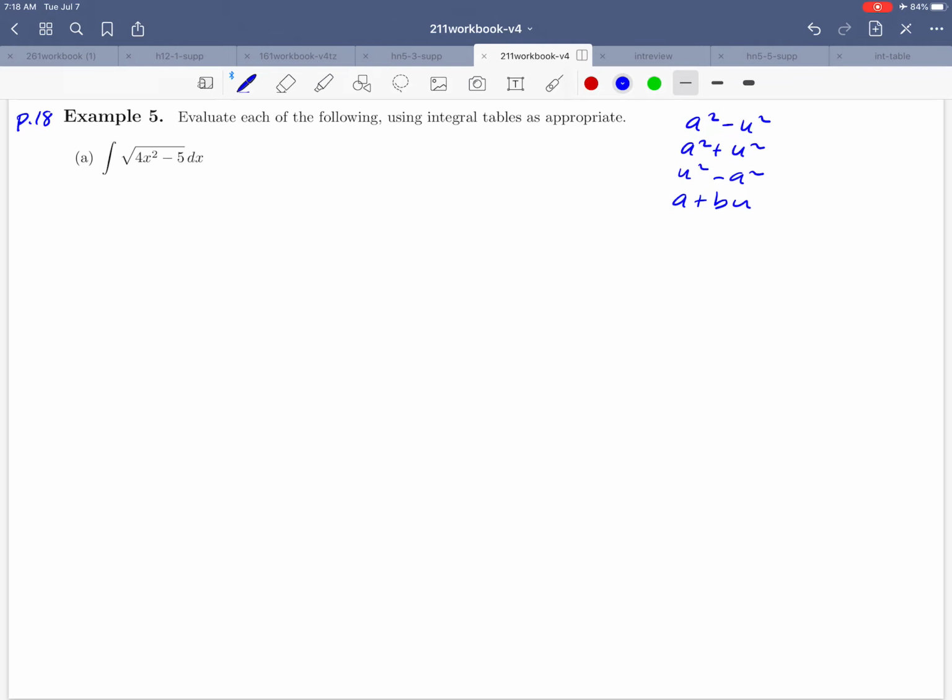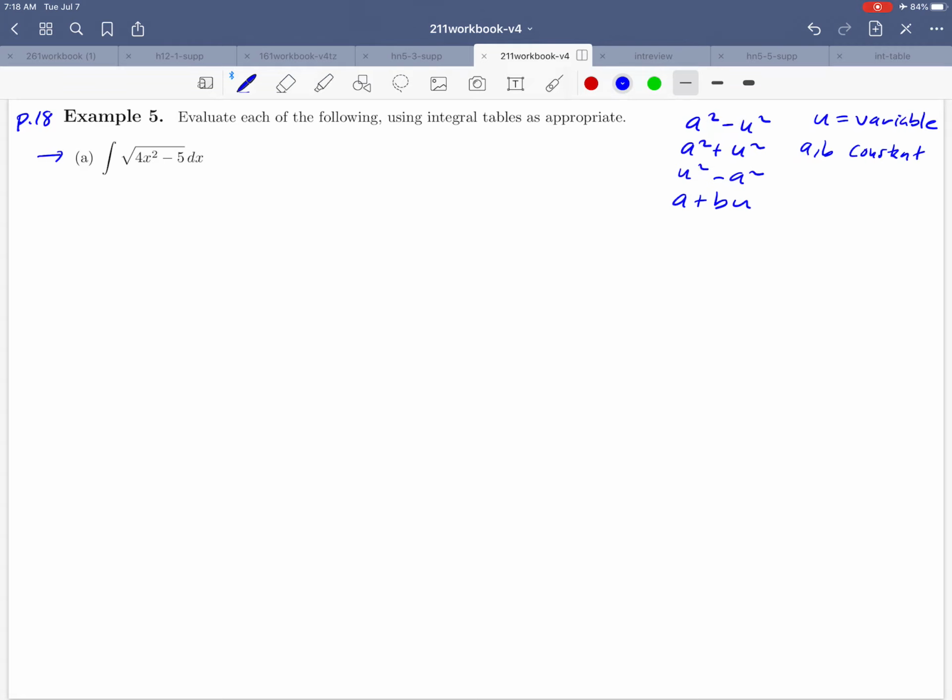Those are 4 forms that come up a lot, and I want you to also be aware that when you see those forms, u always represents a variable and a and b are constants. That's important to remember. An approach that I recommend when you're doing problems like this is to look at your integral and ask, which of those forms, if any, does that appear to match the best?